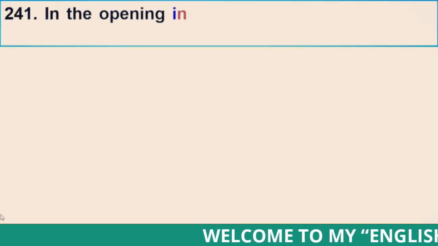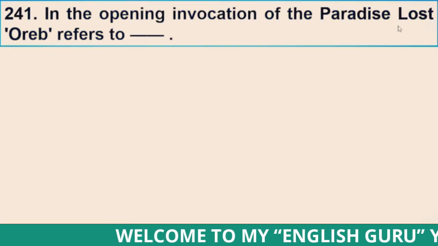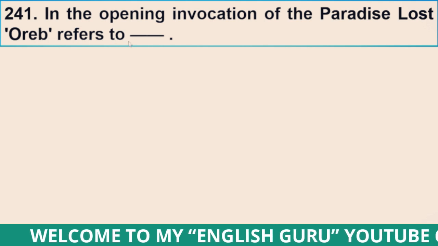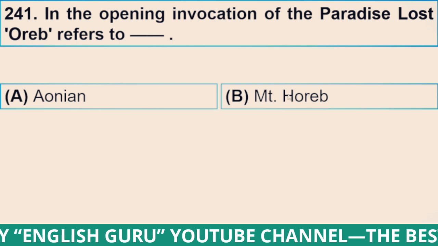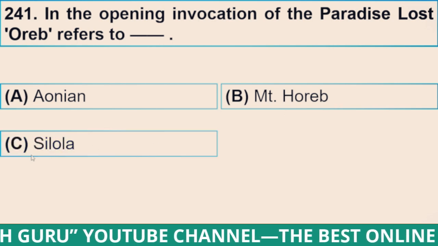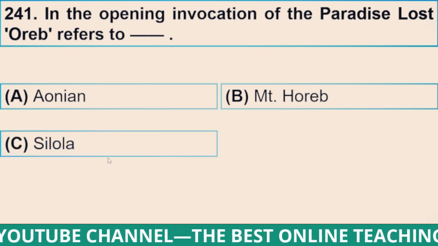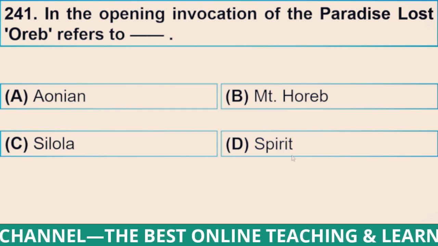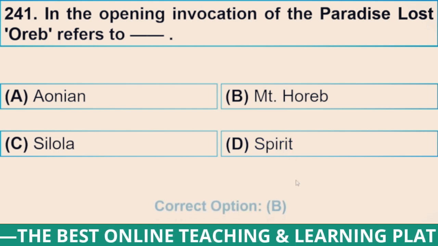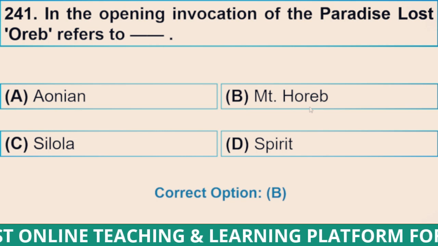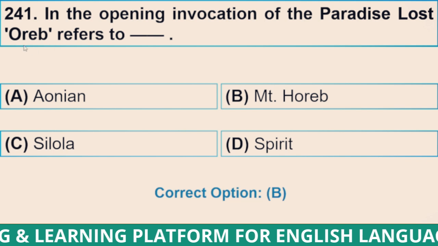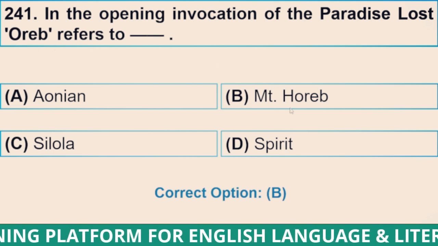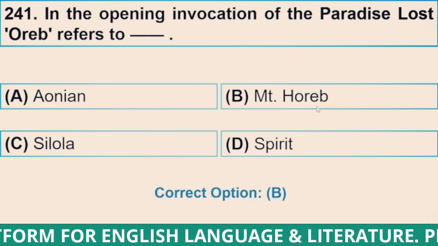In the opening invocation of the Paradise Lost, Oreb refers to option A, Ionian, option B, Mount Horeb, option C, Siloa, and option D, Spirit. Here, correct option is B, Mount Horeb. In the opening invocation of the Paradise Lost, Horeb refers to Mount Horeb. Alright, let's see next question.